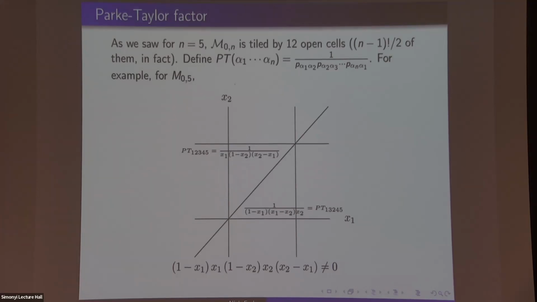I couldn't quite tell from the picture, what are you labeling? Like, what is P1, 2, 3, 4, 5 attached to? P1, 2, 3, 4, 5 is a rational function which has logarithmic singularities on the boundaries of that triangle. It's associated to the triangle.